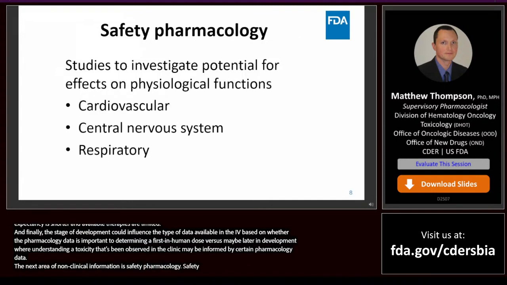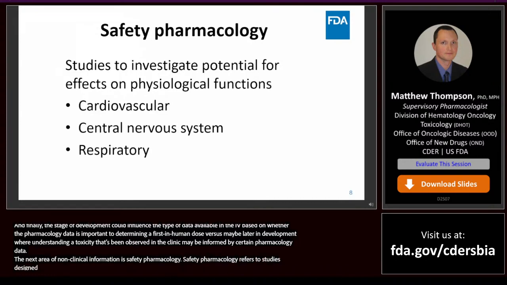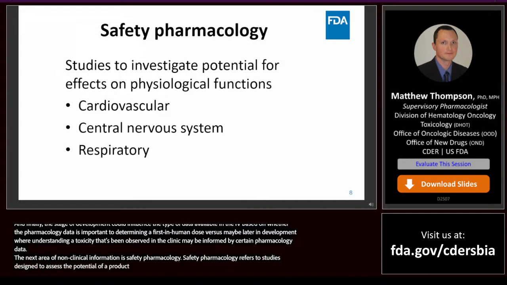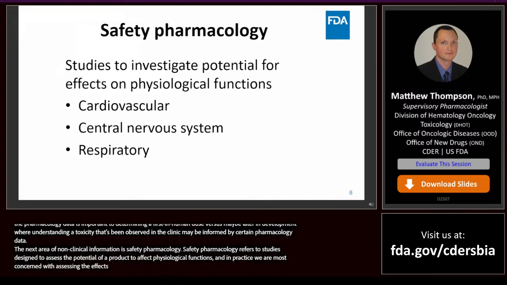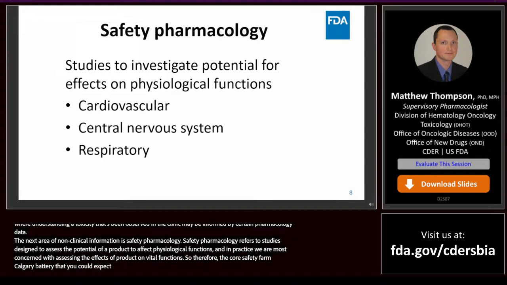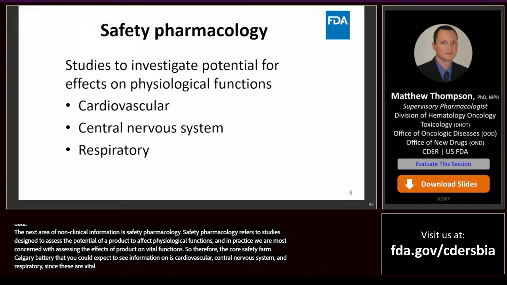Safety pharmacology refers to studies designed to assess the potential of a product to affect physiological functions. And in practice, we are most concerned with assessing the effects of a product on vital functions. So therefore, the core safety pharmacology battery that you can expect to see information on is cardiovascular, central nervous system, and respiratory, since these are vital functions where acute effects could be life-threatening.